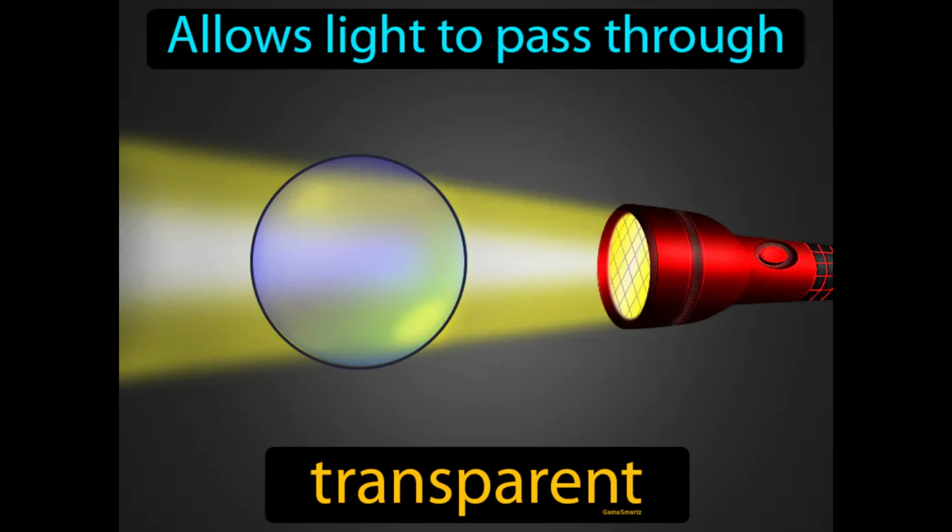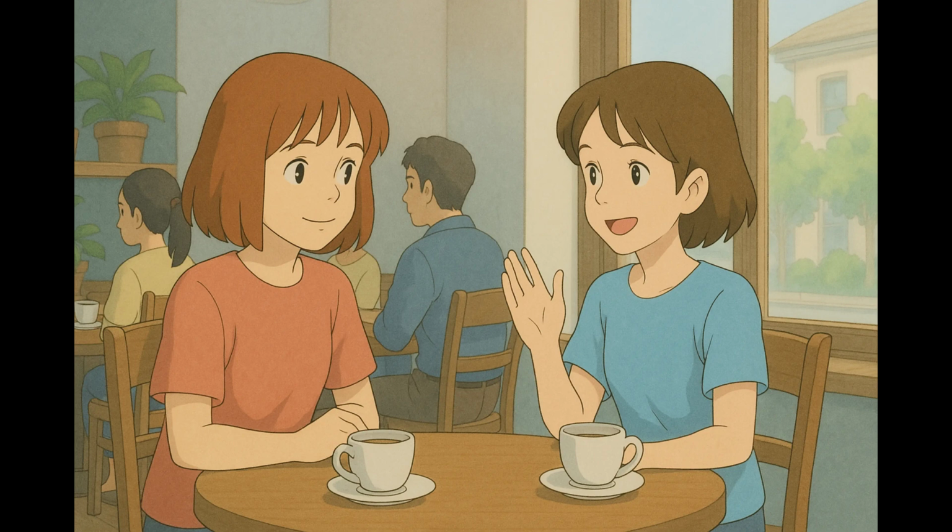Allows light to pass through. Transparent. In simple terms, transparent means a material that lets light pass through so you can see clearly. Imagine trying to listen to a friend at a busy cafe, where the background noise makes it hard to hear them clearly. This is similar to how light interacts with different materials.